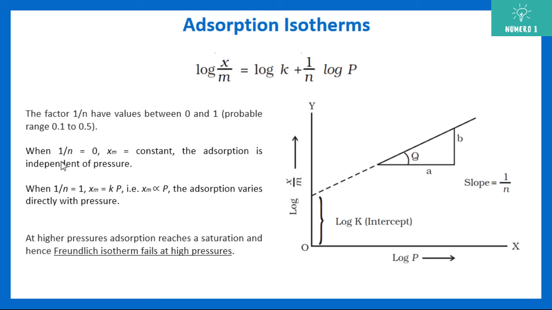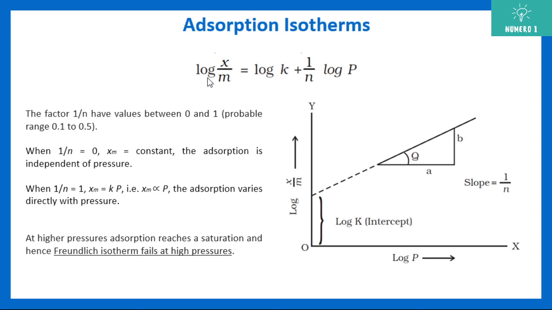When 1 by n is almost equal to 0, just for the purpose of drawing the graph, x by m becomes constant. That is, adsorption is independent of pressure. If 1 by n is equal to 1, x by m is k into p. That means x by m is proportional to pressure, that is, the mass of adsorbed gas is proportional to pressure p. So the adsorption varies directly with pressure. These are two conditions.